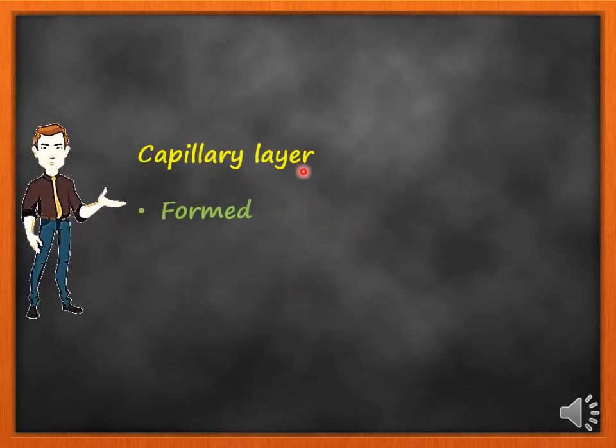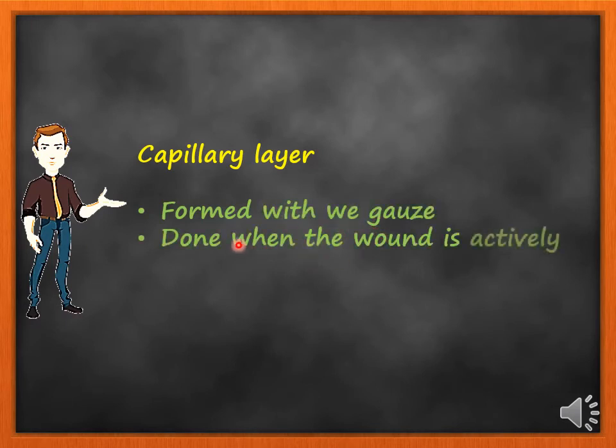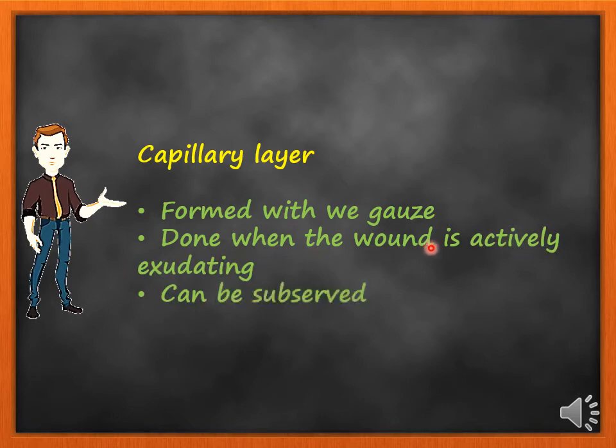The capillary layer is formed with wet gauze, and is usually done when the wound is actively exudating, when the wound is weeping actively. It can also be served by the antibiotic layer, because already you used gauze soaked in povidone iodine for the antibiotic layer, so it can also serve as the capillary layer since there is a gauze present.